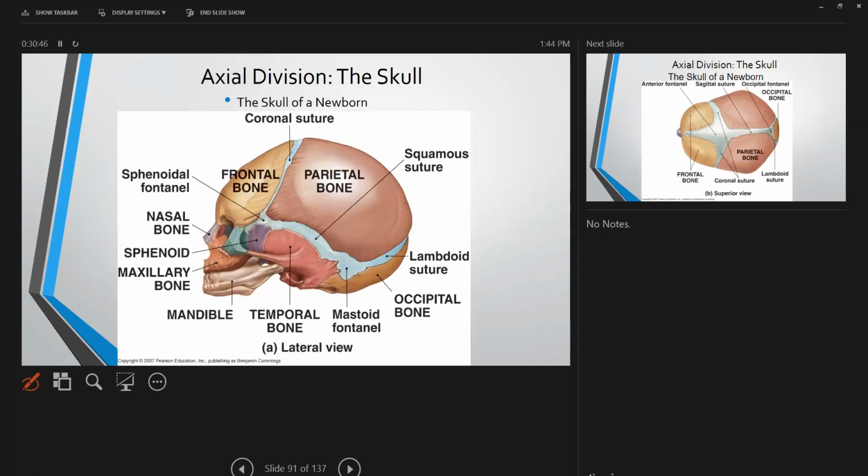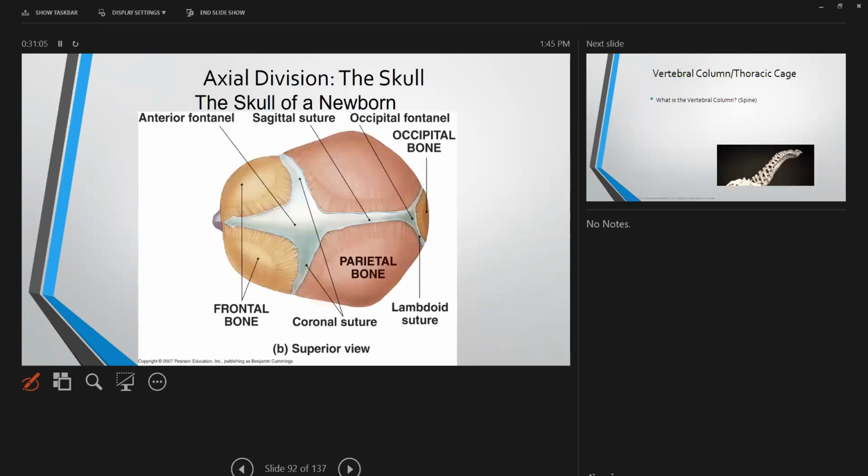This is a newborn and some of the suture lines. These suture lines should be palpable at certain stages of development. We can also use the coronal suture to assess for the hydration of a young child. There's that anterior fontanelle. That's where we're pressing on these newborns to see if they are hydrated.